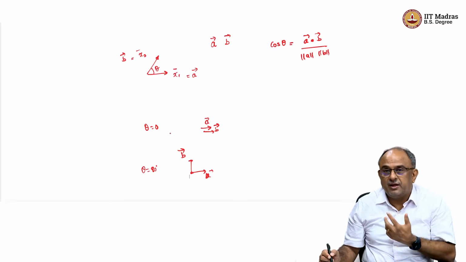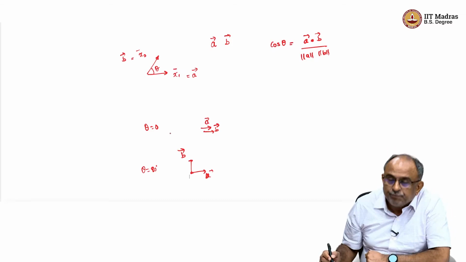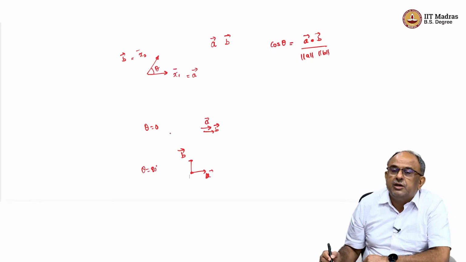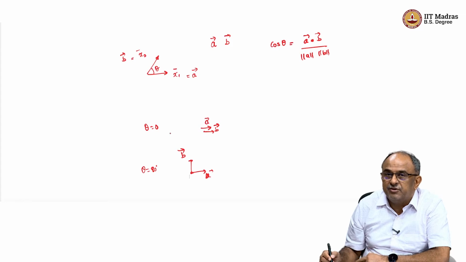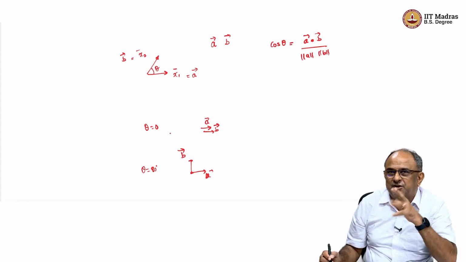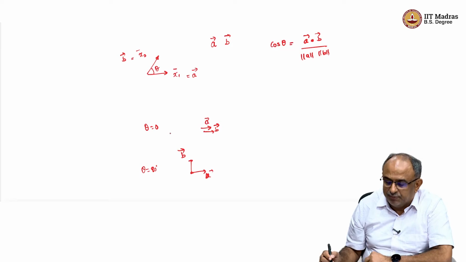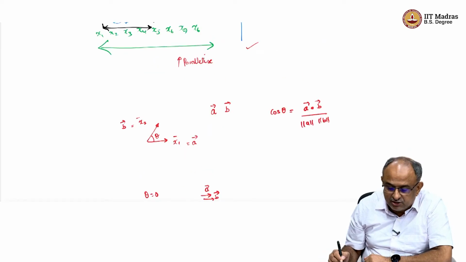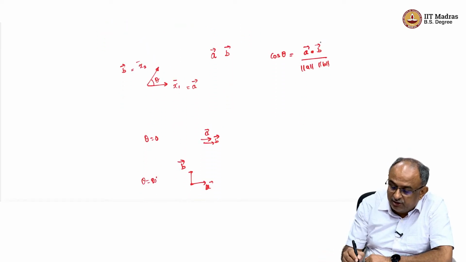So therefore they are not very informative, whereas if theta is 0, then they are highly informative, that is A and B are highly correlated. So they are all in the same direction, except for some scaling they are very similar, right. So this concept of inner product is important, right.